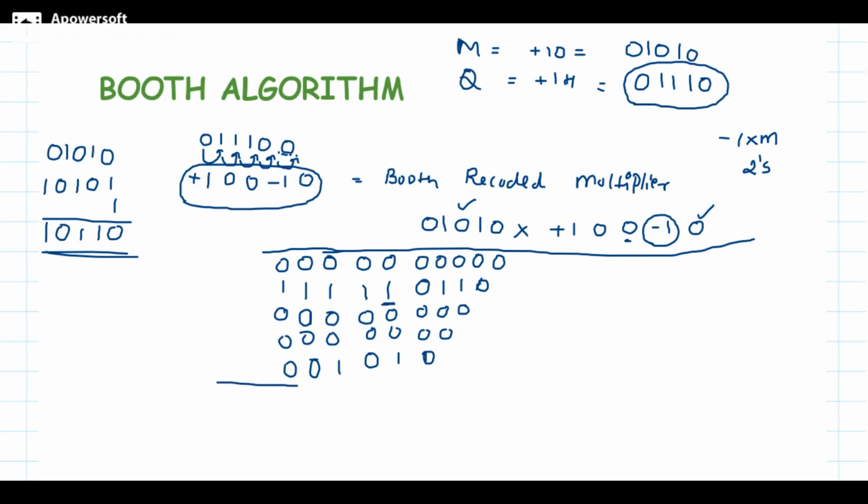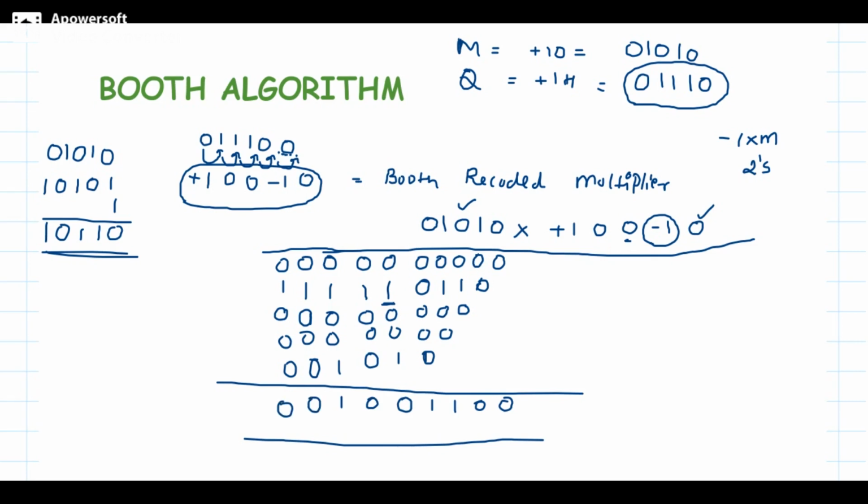Now we have to add the partial products. On adding the partial products, we'll get 0 0 1 1 0 0 0 1 0 0. So that is, I can say, plus 140.